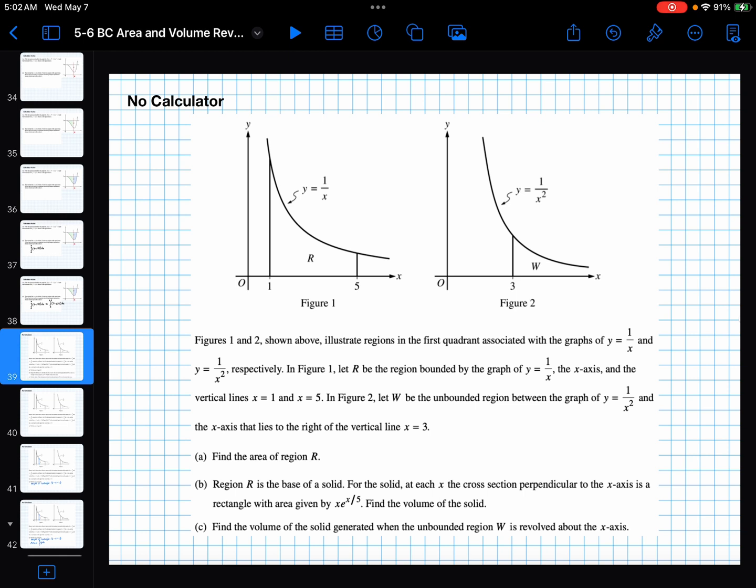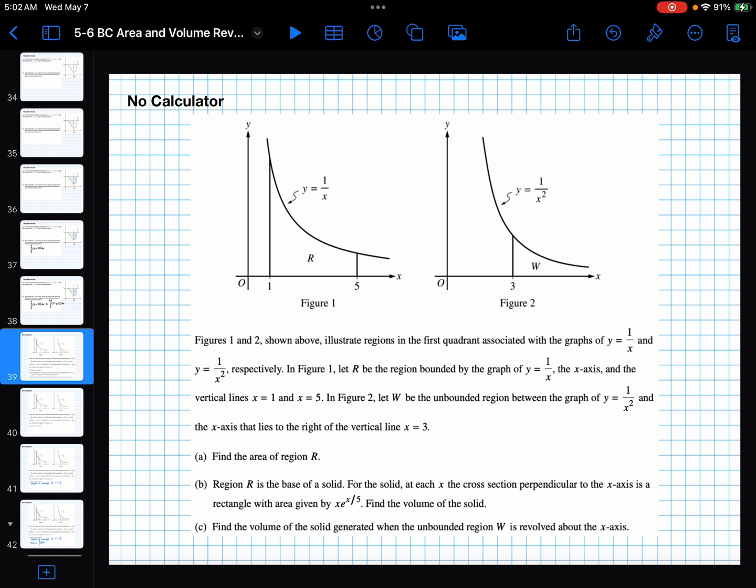All right, so we're going to look now at question number 2, which is really specifically a BC area and volume question because it involves, in figure 2, an unbounded region. That region W goes on to infinity, and that is specifically a BC calculus topic because it involves an improper integral potentially. All right, so you have your two functions here. Region R is bounded, region W is not.